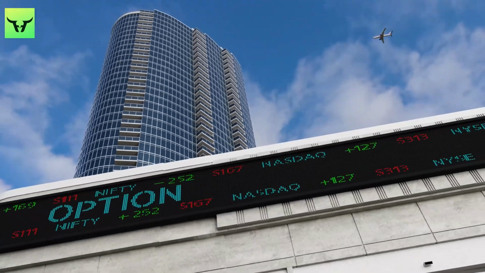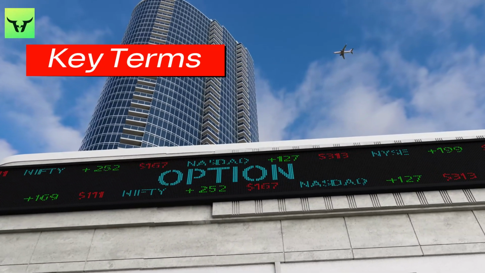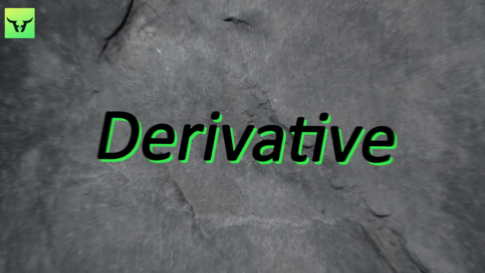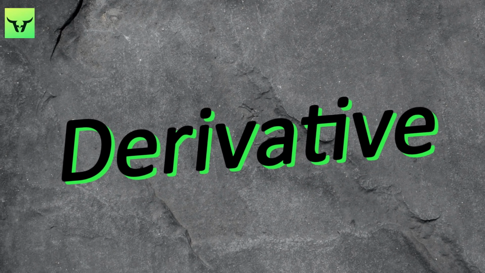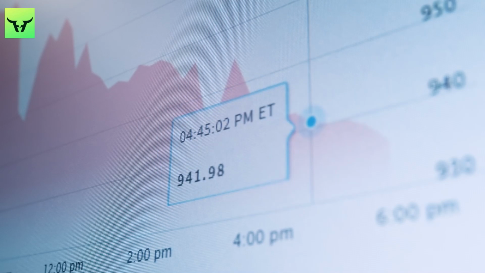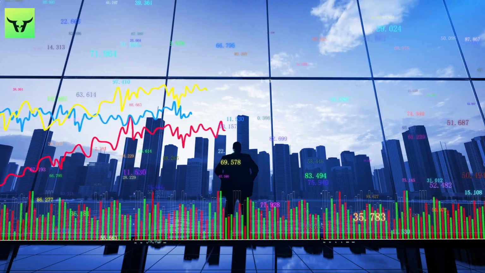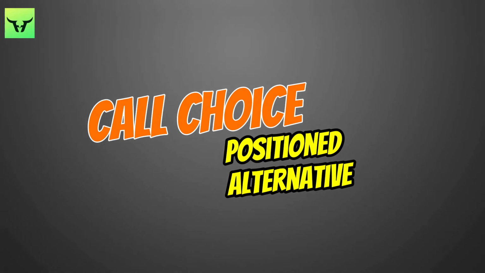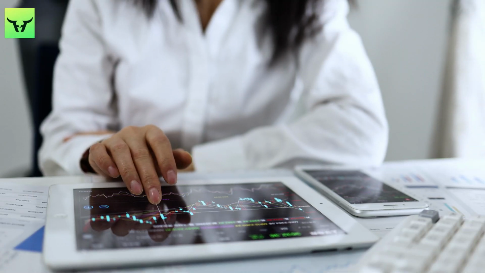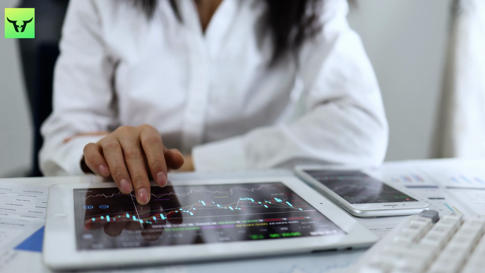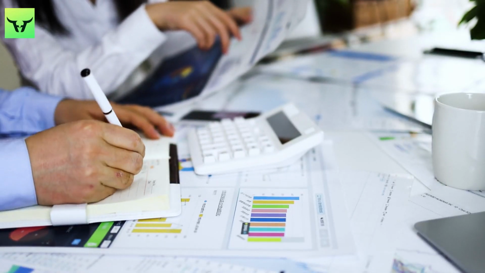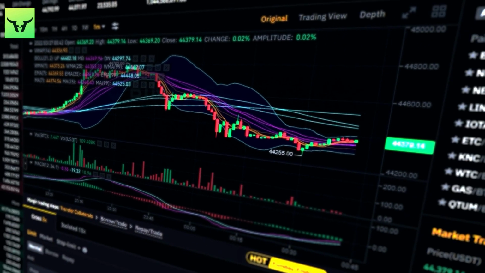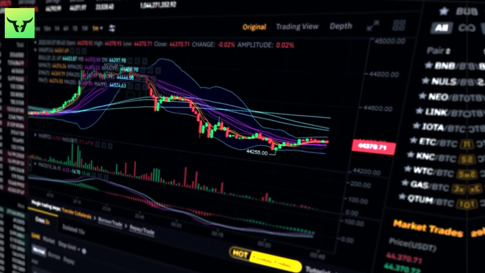To understand options, you just need to know a few key terms. Derivative. Options are what's known as a derivative, meaning that they derive their price from another asset. Take stock options, where the price of a given stock dictates the value of the option contract. Call option and put option. A call option gives you the opportunity to buy a security at a predetermined price by a designated date, while a put option allows you to sell a security at a future date and price.